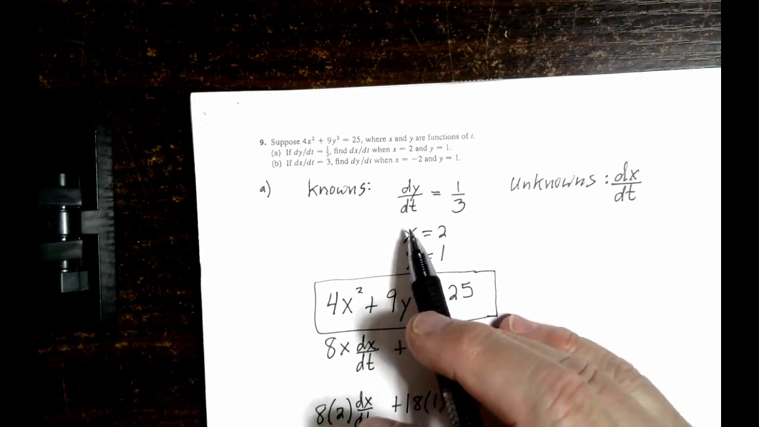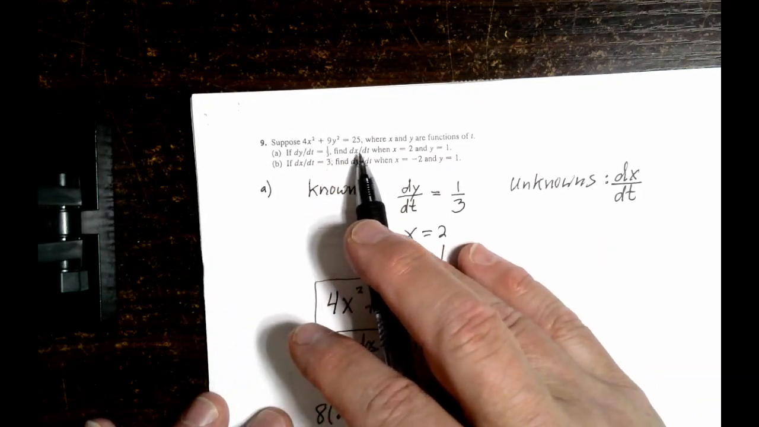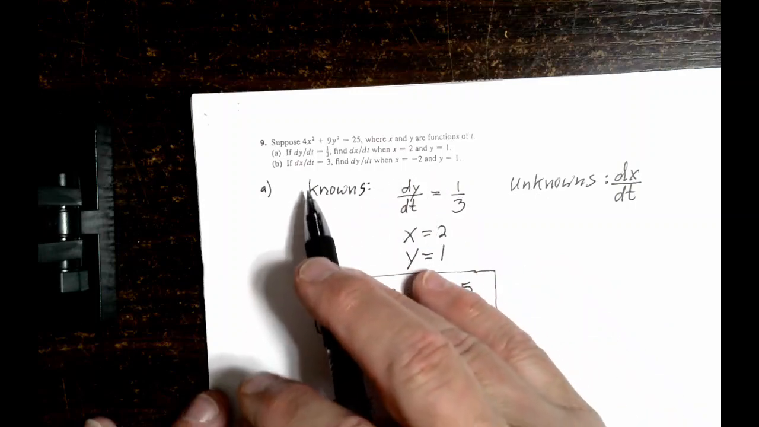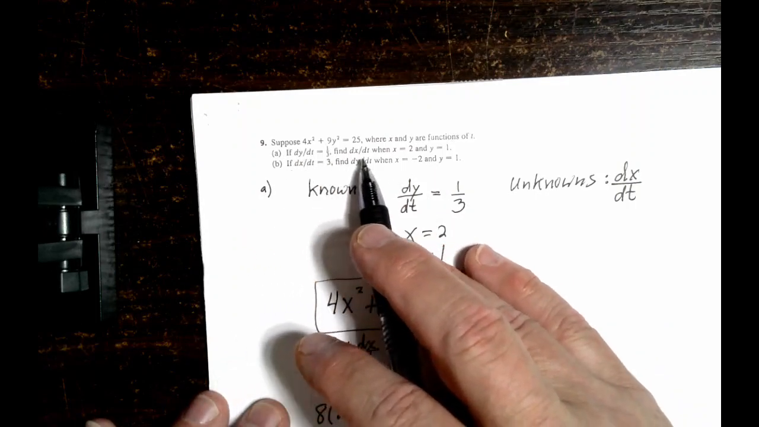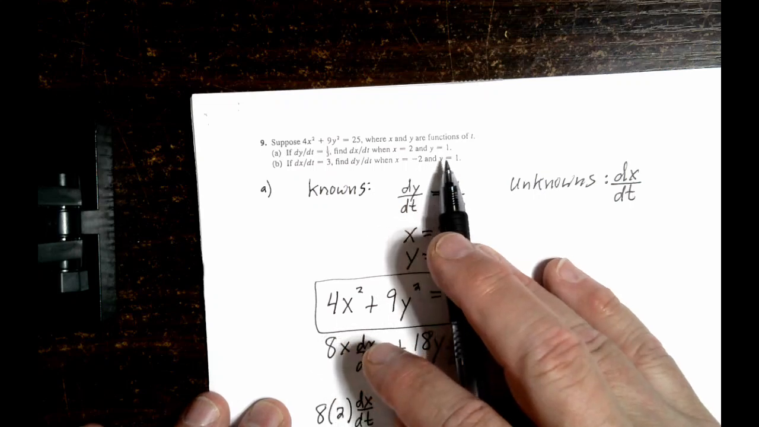Number 9. Suppose 4x squared plus 9y squared equals 25, where x and y are functions of time. If y prime is 1/3, find x prime when x equals 2 and y equals 1.